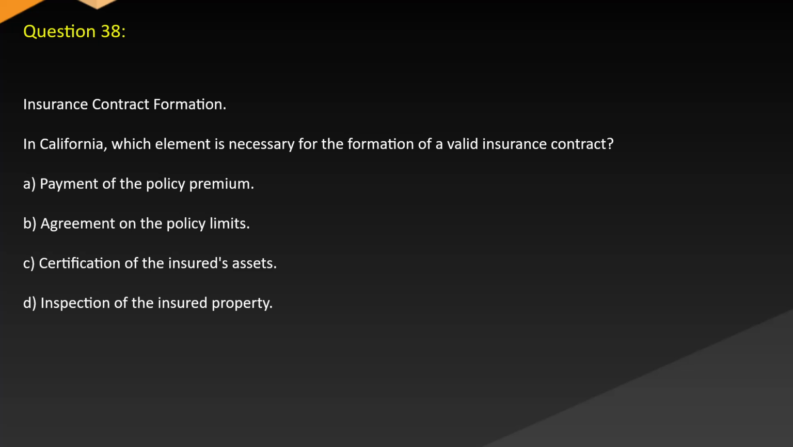Question 38. Insurance contract formation. In California, which element is necessary for the formation of a valid insurance contract? A. Payment of the policy premium. B. Agreement on the policy limits. C. Certification of the insured's assets. D. Inspection of the insured property.